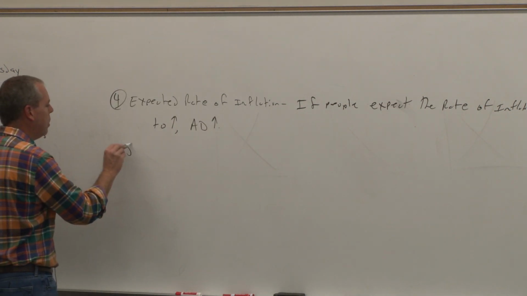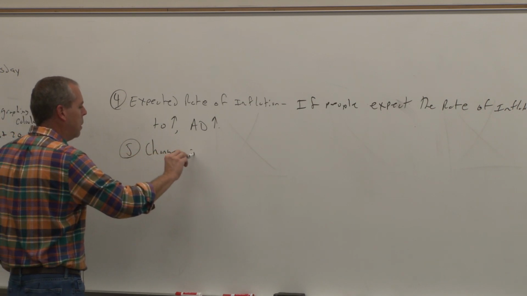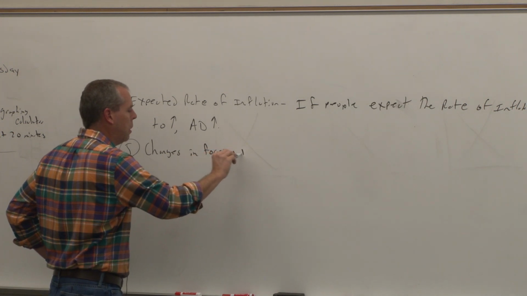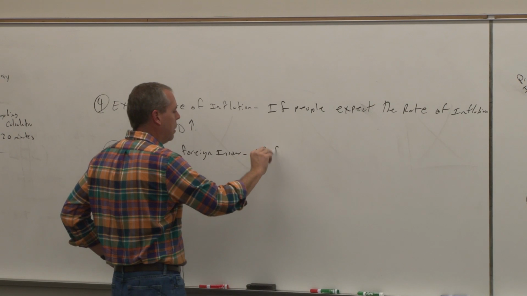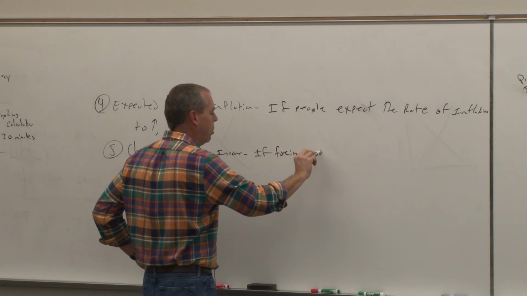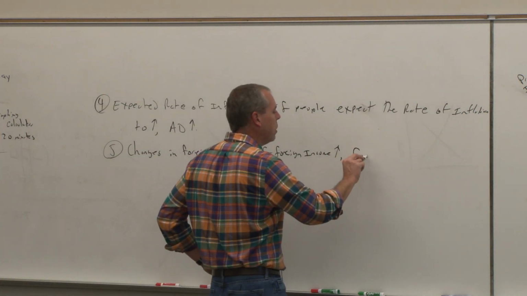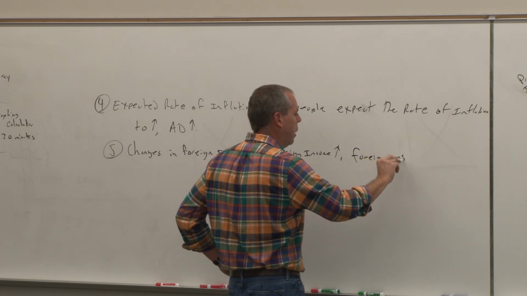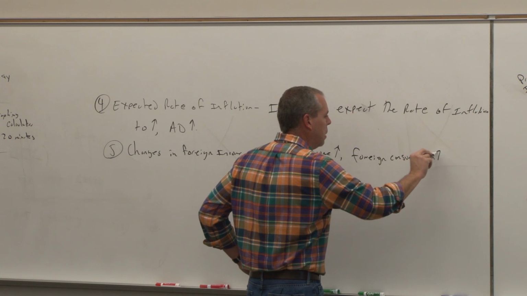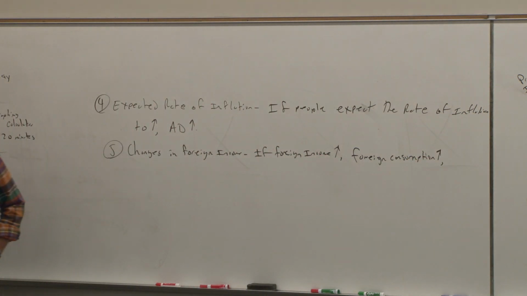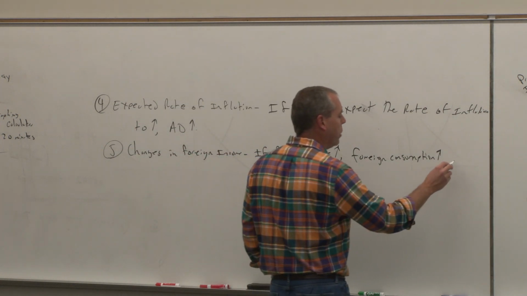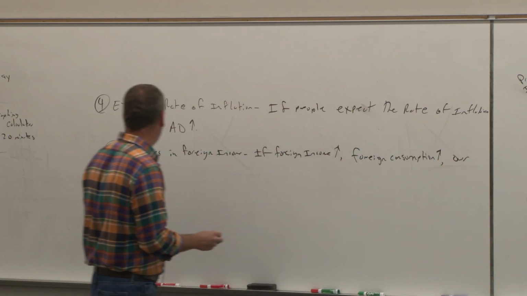We have changes in foreign income. If foreign income goes up, what would people in those other countries do? Exactly. And some of the stuff that they're going to buy, you're going to see foreign consumption increasing. And some of the stuff that they're going to buy is going to be what? That's related to us. Our exports, exactly. So if we see foreign income going up, foreign consumption increases, and by definition, our exports are going to increase.